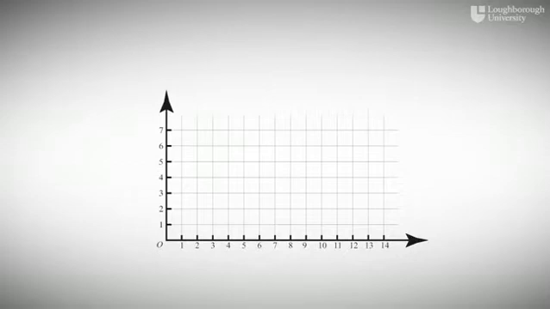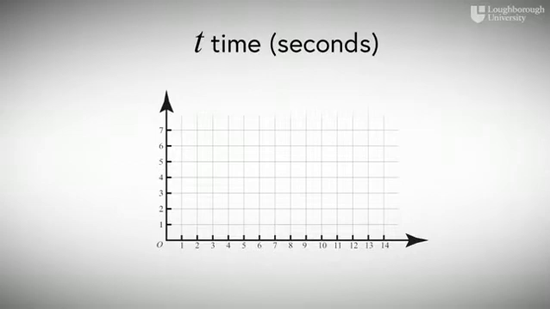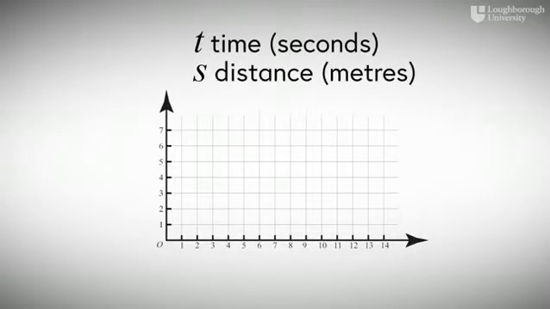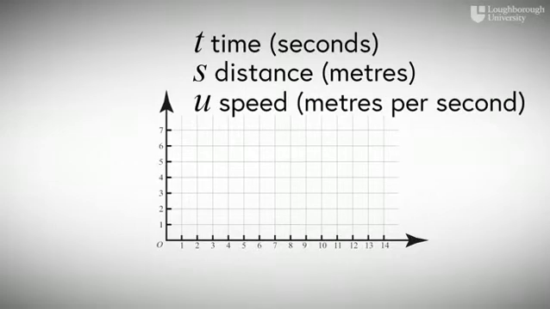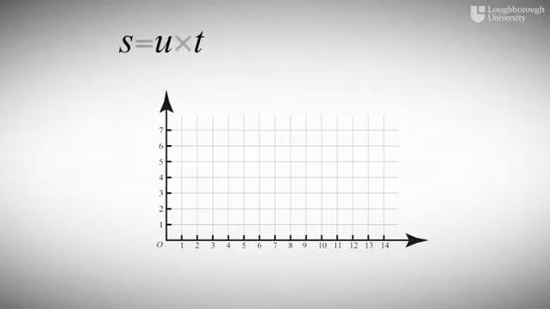Suppose we let t represent the time and s be the distance travelled in that time. Suppose the fixed speed of the car or bicycle is u. Then it is possible to show, using some basic laws of physics, that distance and time are related by the equation s equals u times t, or more simply, s equals ut.